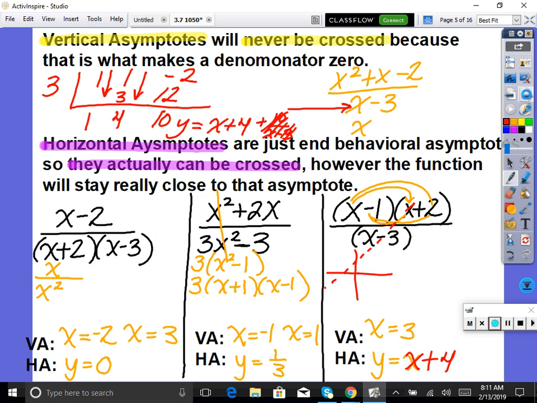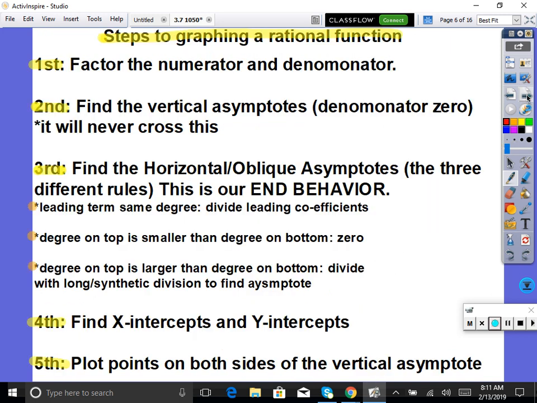Okay, let's actually start practicing graphing these. Here are the steps you're going to take. You don't have time to write these down, so just take a picture, or you'll just have to have me come back to it at the end. But you're going to see me practice these steps every time. So steps to graphing a rational function, this is what I found to be the best. First, you need to factor the numerator and denominator. Second, find the vertical asymptotes, which come from the denominator being 0. It will never cross this.